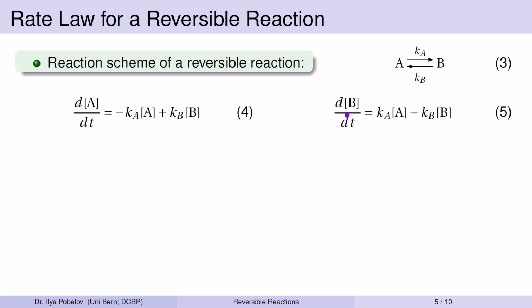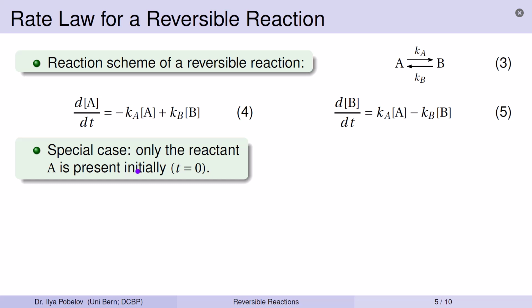For product B, the rate of change in its concentration over time is Ka times the concentration of A minus Kb times the concentration of B. The concentration of B increases due to the forward reaction and decreases due to the reverse reaction, each at rates equal to their respective rate constants and the concentrations of A and B. In the special case where only the reactant A is present at the beginning of the reaction, t equals 0, we can apply specific initial conditions to our reversible reaction model.